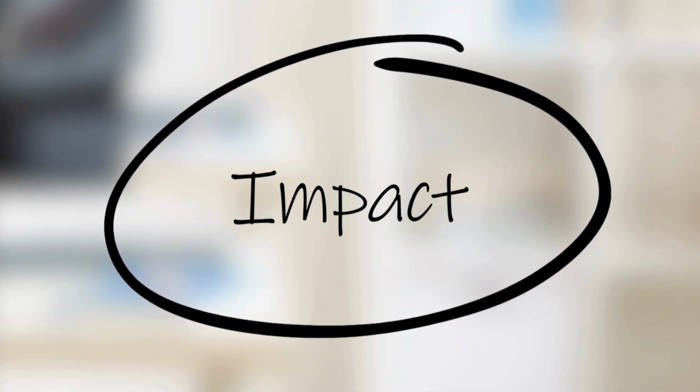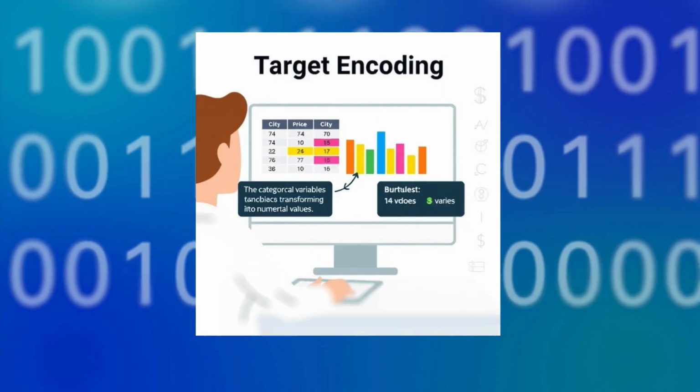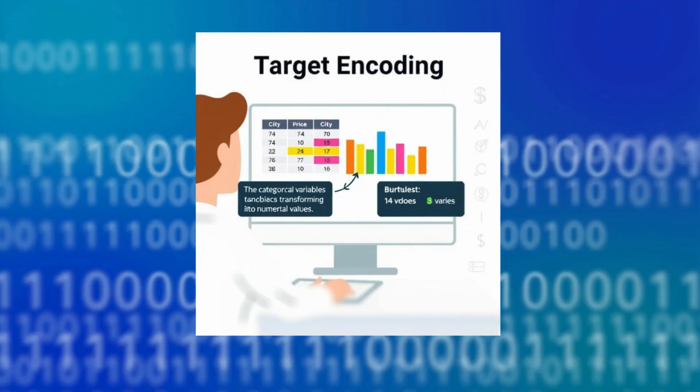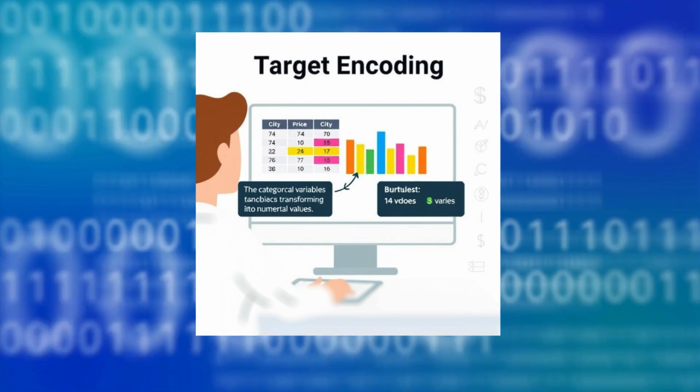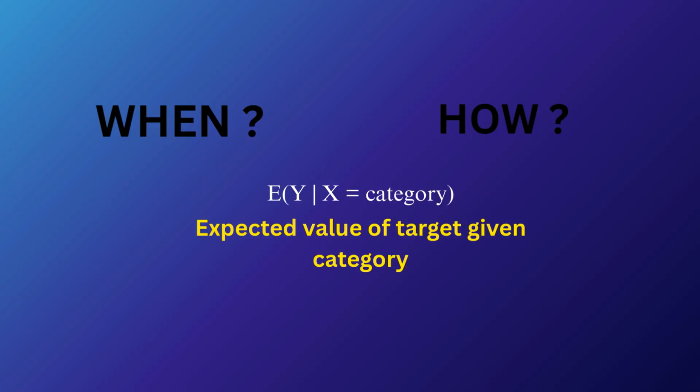This leads to the idea of target encoding. Target encoding, also called mean encoding, replaces each category with the average value of the target for that category. In simple terms, it answers: when this category appears, how likely is the target outcome? So, this is the formula.